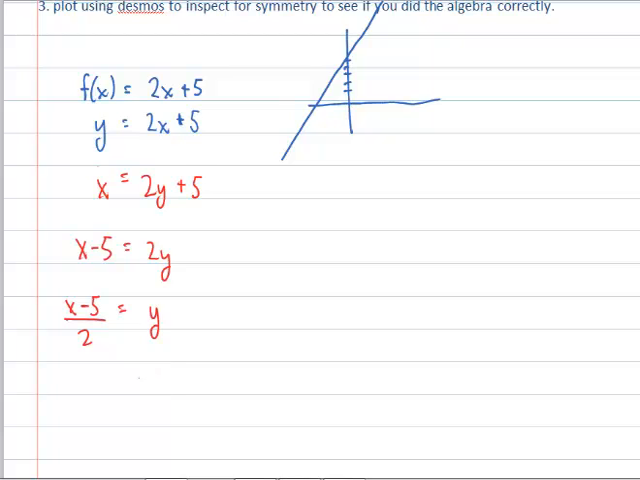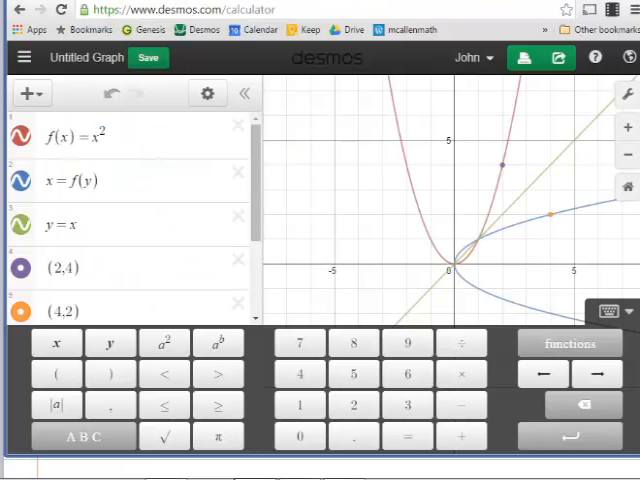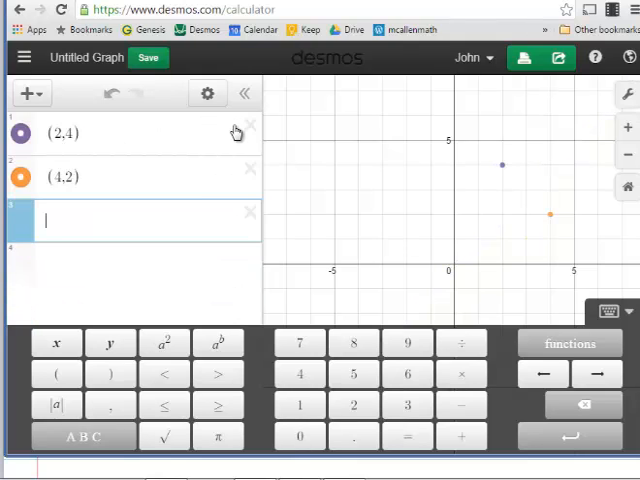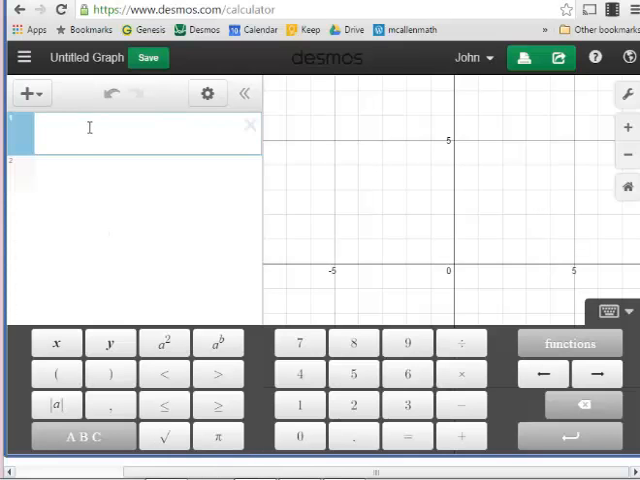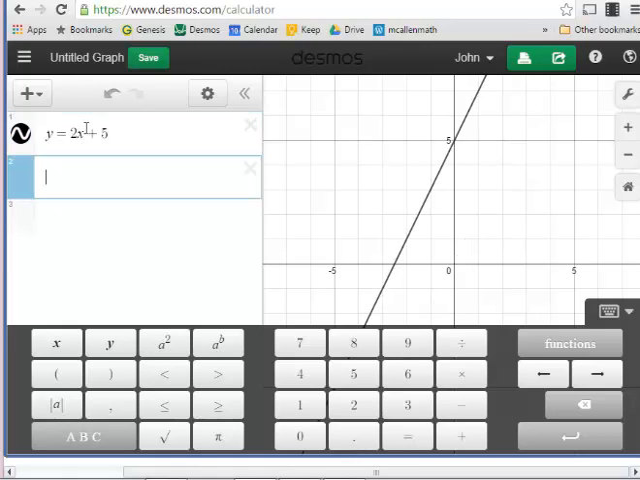So if I go to Desmos and I plot both of these, you would see that, let's just plot them real quick. I'll kill these old ones, hold on, let's go to Desmos. So we have y equals 2x plus 5. And now let's look at what the inverse would be. It's y equals x minus 5 over 2. I have to make sure this is in parentheses.